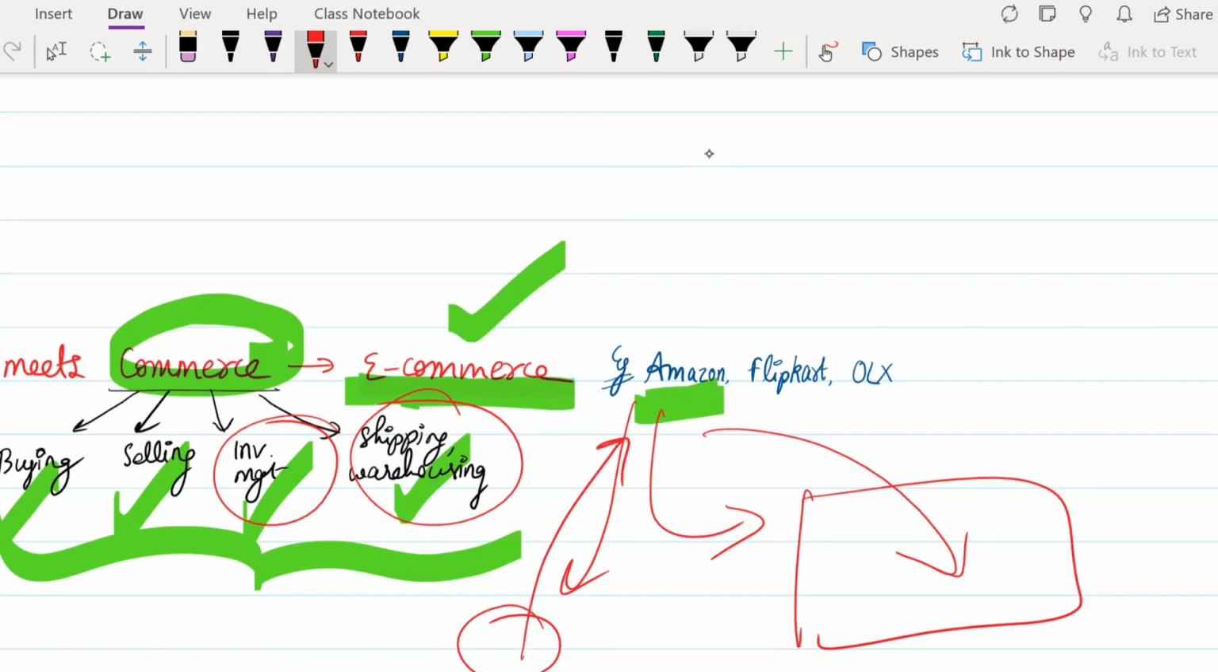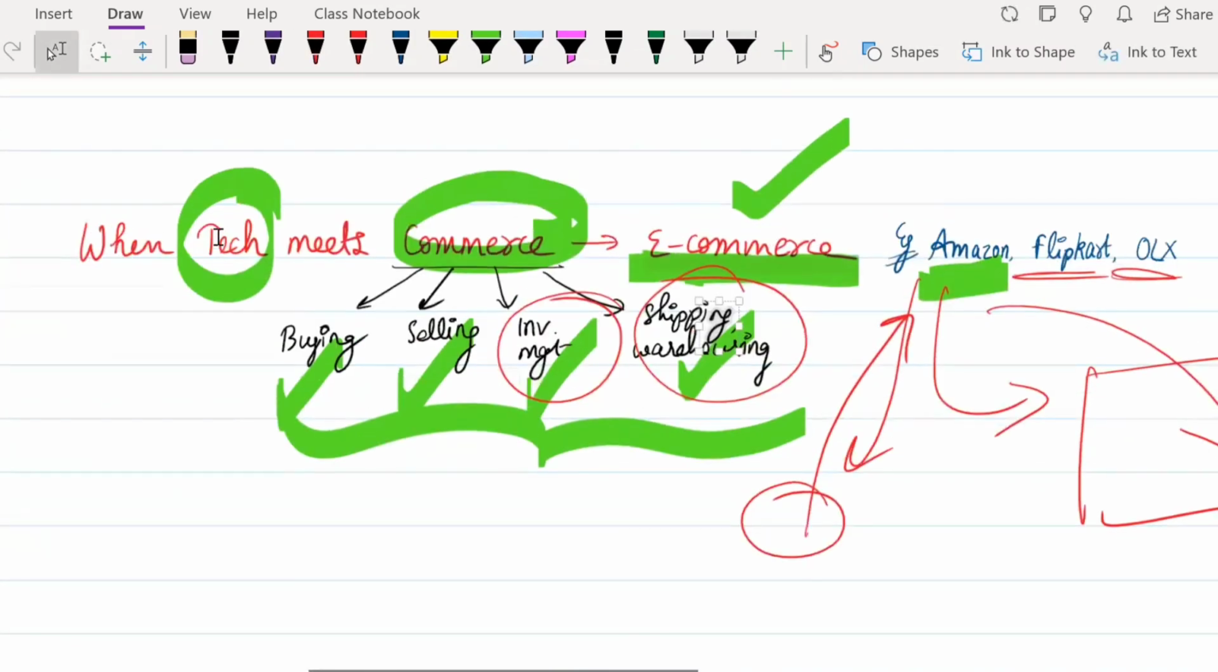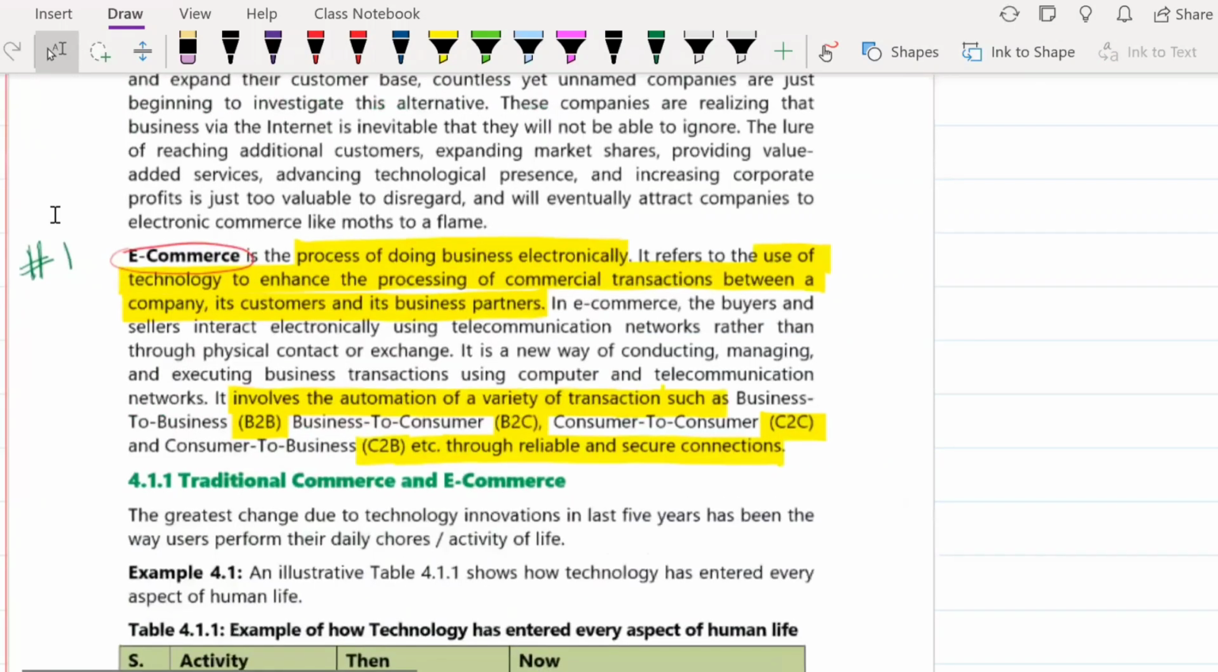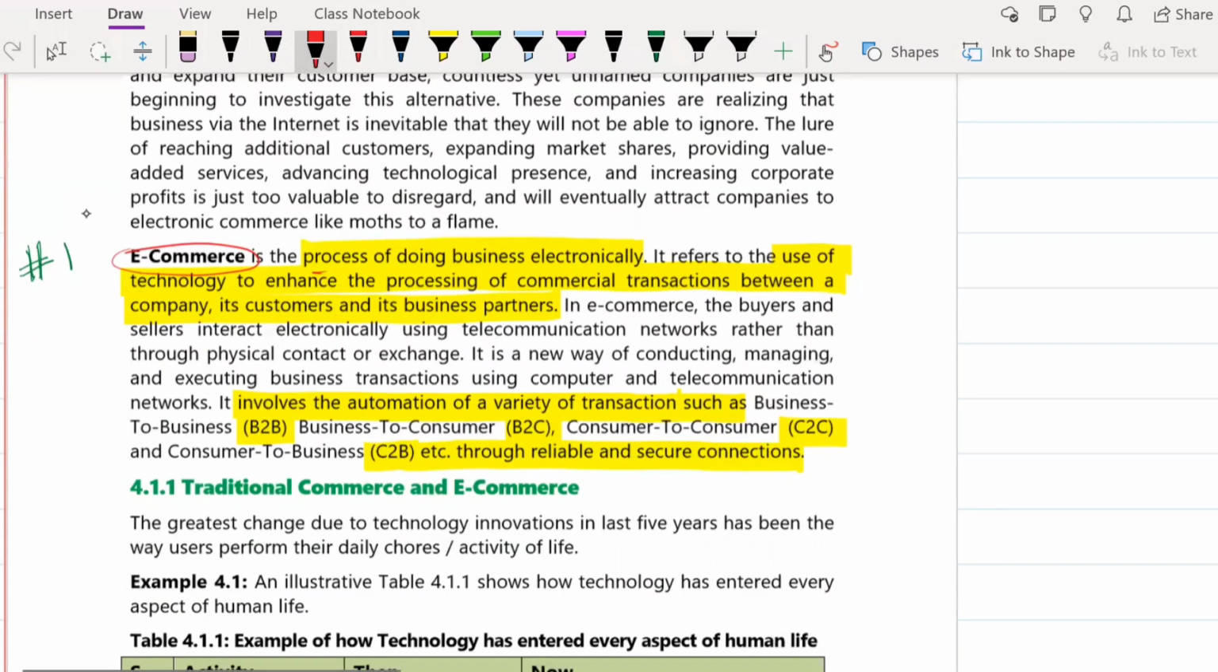Other examples of e-commerce websites are Flipkart, OLX, Myntra, and all of those. So in simple sense, this is your e-commerce. E-commerce is the process of doing your business electronically, using technology to buy or sell goods, to manage your inventory, or for warehouse functions. With the use of technology, it enhances the processing of commercial transactions between a company, its customers and its business partners.